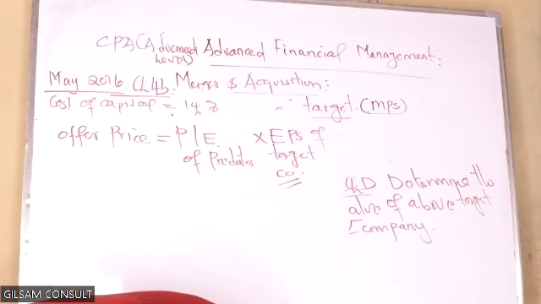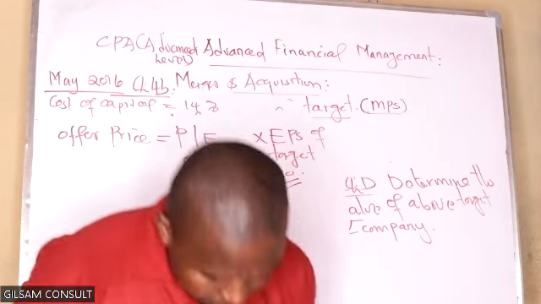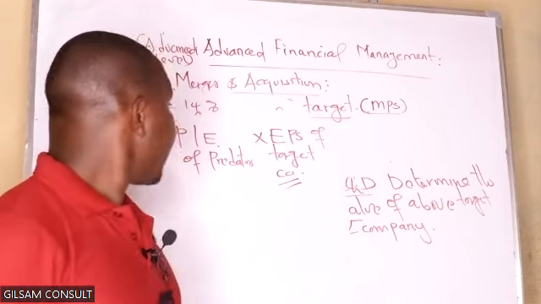Where is the overprice? Where is the market price? So we have the market price per share, which is 11.